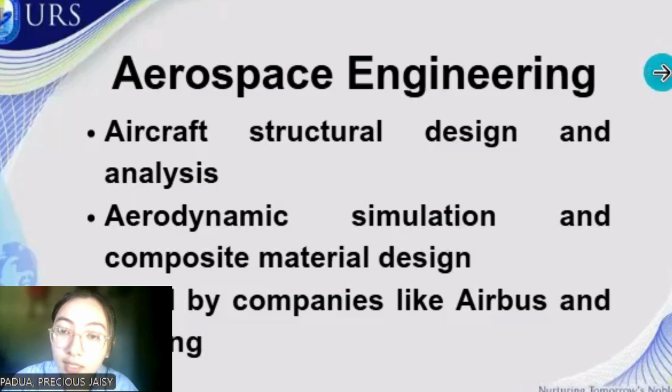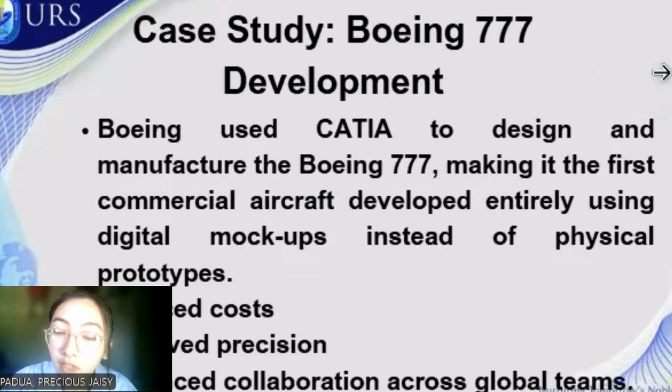Here's a case study about the Boeing 777 development. The Boeing 777 was the first commercial aircraft developed by digital mock-ups instead of physical prototypes, thanks to CATIA. This approach reduced production costs by minimizing errors and material waste, improved design precision by allowing virtual testing before manufacturing, and lastly, enhanced collaboration among engineers worldwide, streamlining the development process.